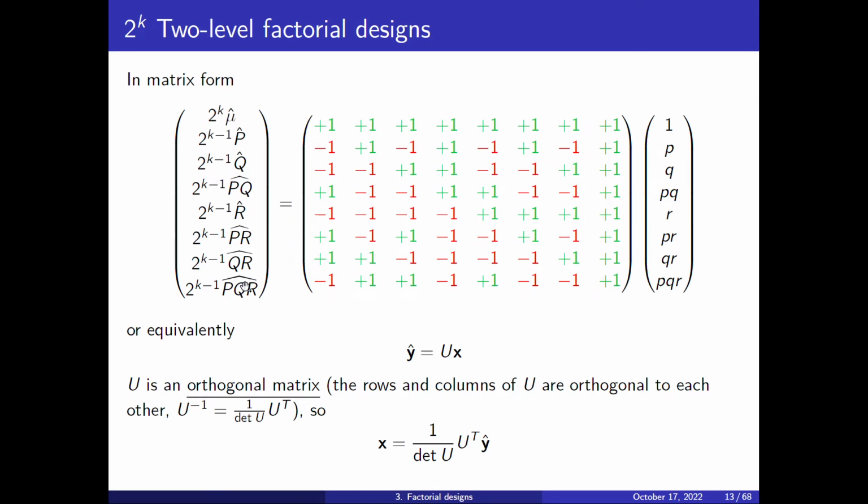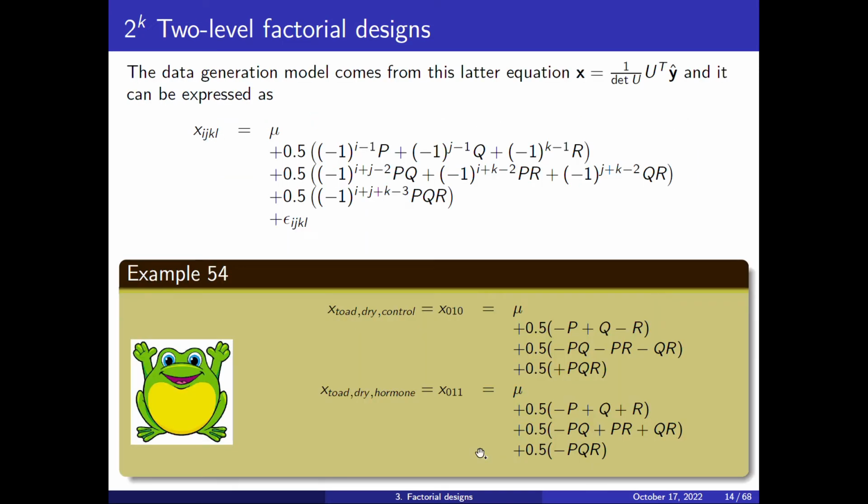These are the means, and what we see is that these ones are a matrix times these means, and this matrix turns out to be orthogonal. So orthogonal is a matrix such that the inverse is this one. So I can solve for x by simply computing the inverse. So the inverse will be this one, and this will give me the data generation model. The data generation model that we have used so far was relatively simple. It was an overall mean plus something that depends on the treatment plus something that depends on the main effect of P plus the main effect of Q plus the main effect of R plus the interactions.